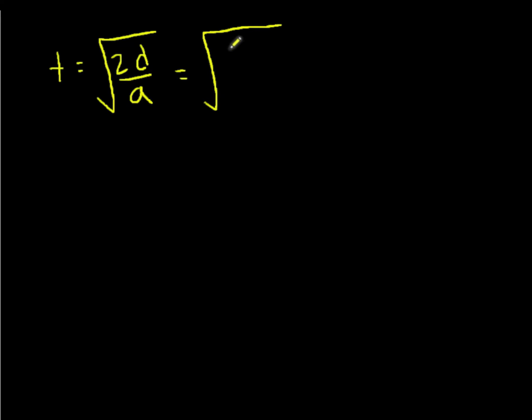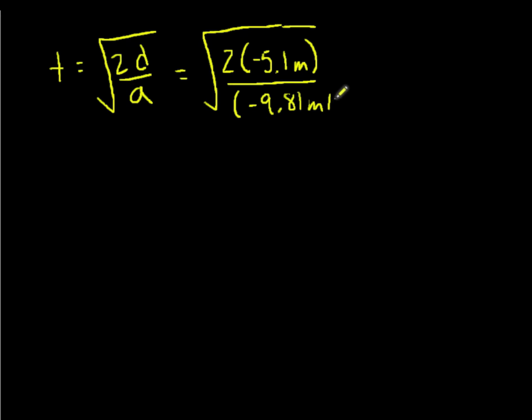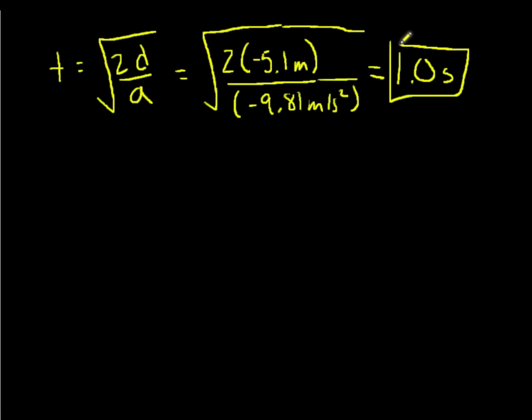So now let's plug our numbers in and get an answer for t. t equals the square root of 2d over a, equals the square root of 2 times negative 5.1 meters divided by negative 9.81 meters per second squared. And it's a good thing we put the negative in the 5.1, because now we have no negative under our square root and we get a time of 1.0 seconds.